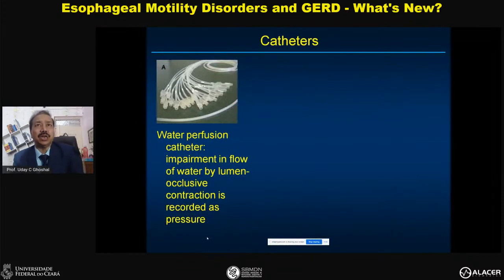Now, the catheter could be water perfusion. Here we have the catheter which contains multiple capillary tubes. Now, these multiple capillary tubes open at different locations along the length of the catheter. Through these tubes, water is perfused at a constant rate, and whenever there is a lumen-occlusive contraction in the esophagus because of circular muscle activity, there is impedance to the flow of water. And this impedance to the flow of water leads to an increase in the pressure, which through the transducer is recorded as a digital signal on the computer screen.